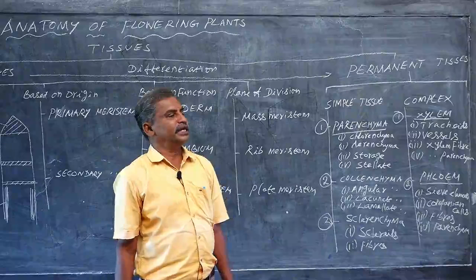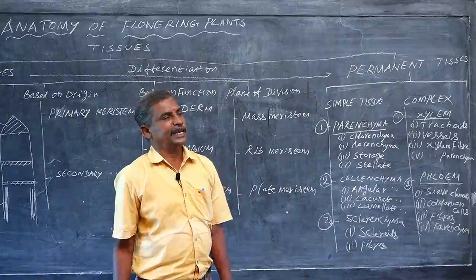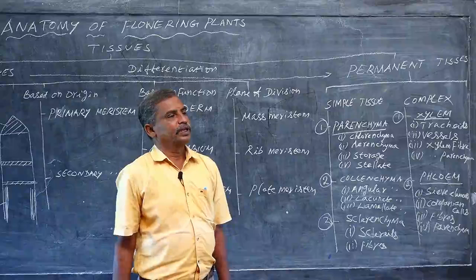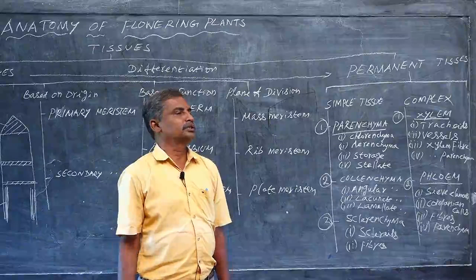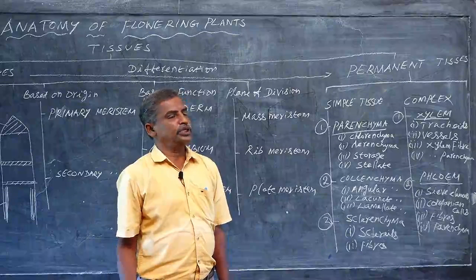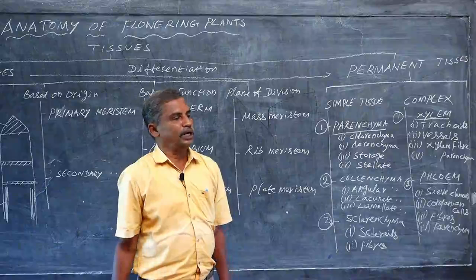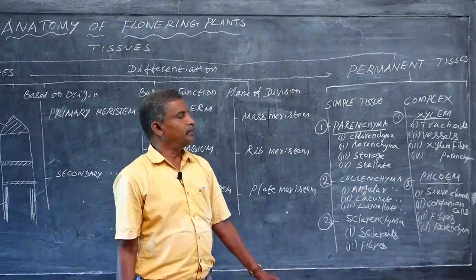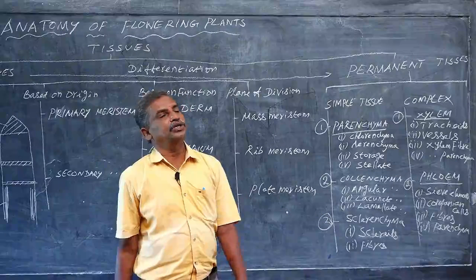The food is nothing but starch. Starch synthesis takes place in the leaf. That is the source. From the source, the starch is transported to all parts of the plant body through phloem, through sieve tubes in angiosperms.